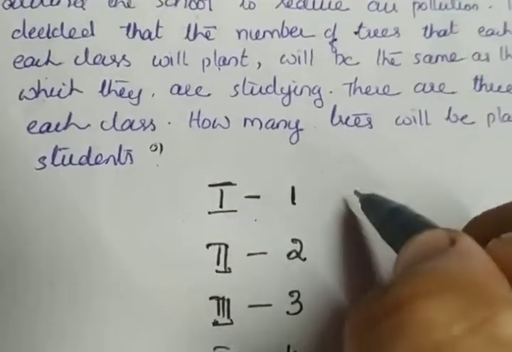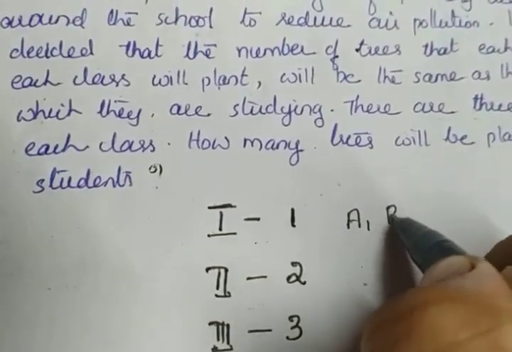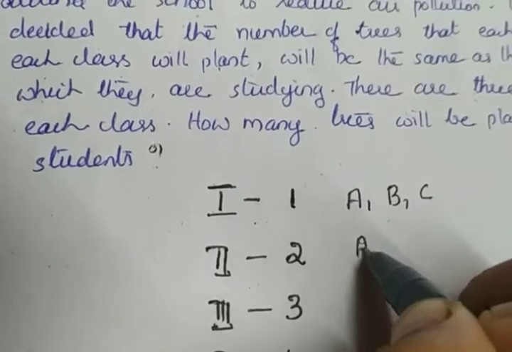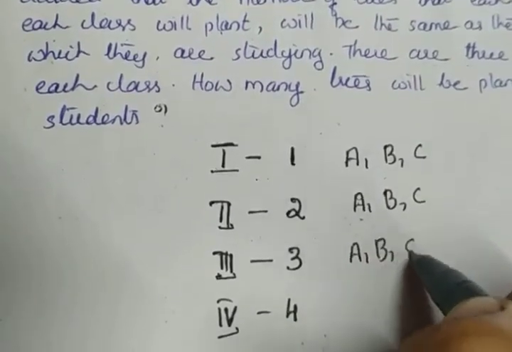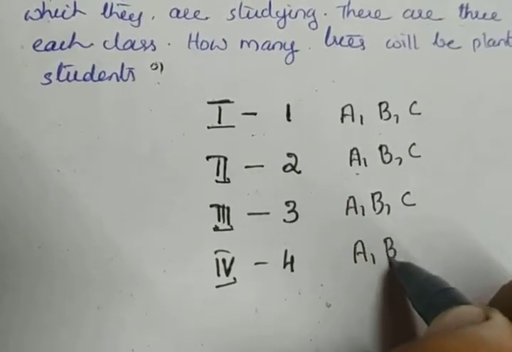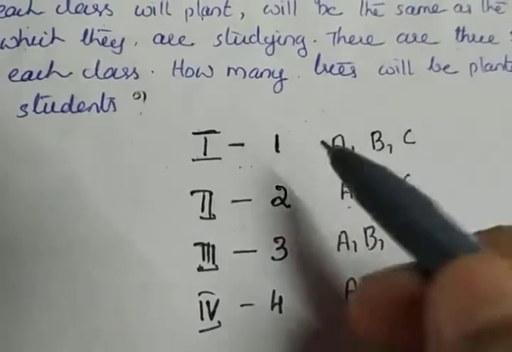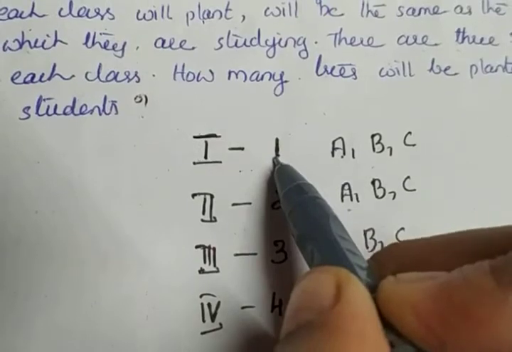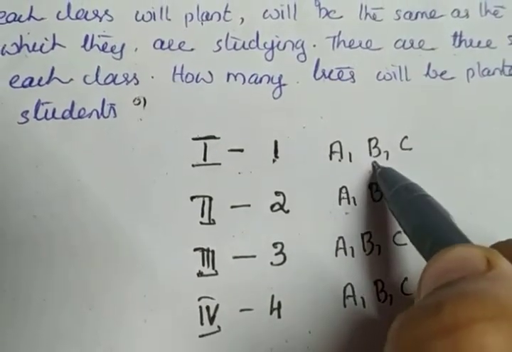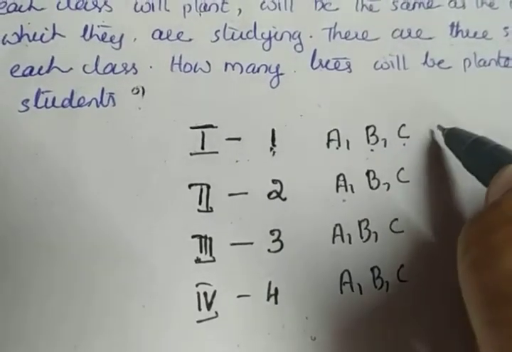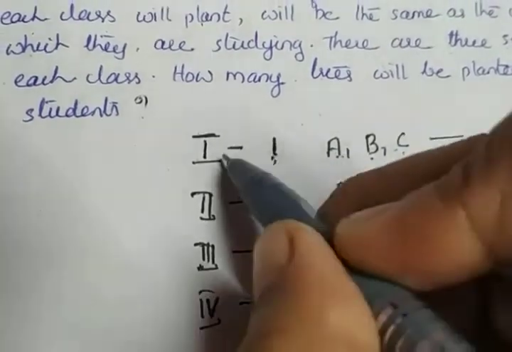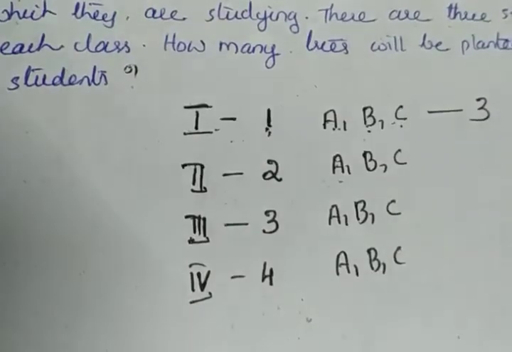That means first standard is having 3 sections A, B and C. Second standard is having 3 sections A, B and C. Third standard is having 3 sections A, B and C. Fourth standard is also having 3 sections A, B and C. So one section will plant 1 tree of first standard. Second section will again plant 1 tree. Third section will plant 1 tree. So together all the 3 sections of first standard will be planting 3 trees.